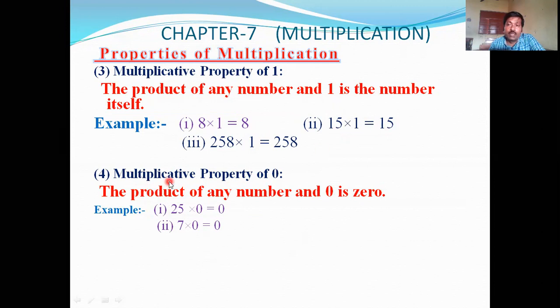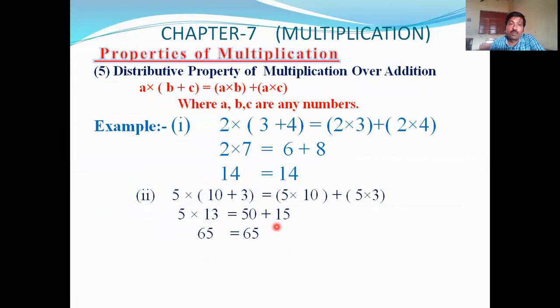Now another property is the multiplicative property of 0. The product of any number and 0 is 0. When we multiply any number by 0, we get 0. Let us take an example. 25 multiplied by 0, we get 0, and 7 multiplied by 0, we get 0. In this way, we can say that the product of any number and 0 is 0.